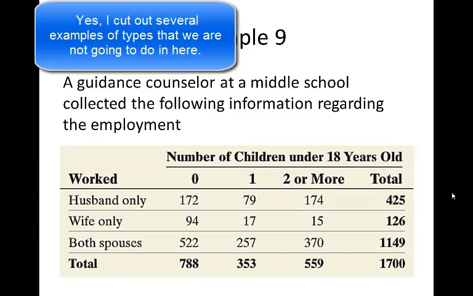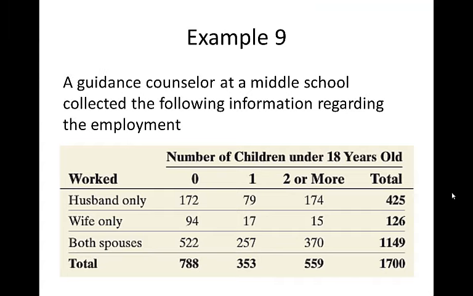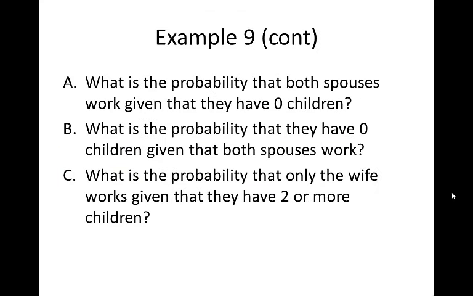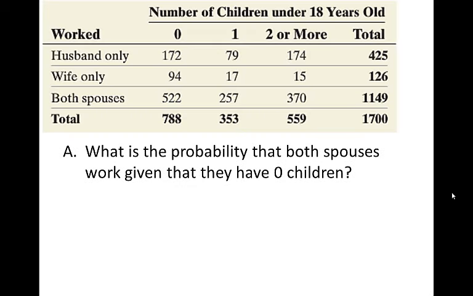Okay, a guidance counselor in middle school collected the following information regarding the employment. And we've seen this in an earlier lesson if you watched that. So we've got a few more ways we can ask questions now that we know about conditional probability. So the probability that both spouses work given that they have 0 children, and the probability they have 0 children given that both work, and the probability that only the wife works given that they have 2 or more children.